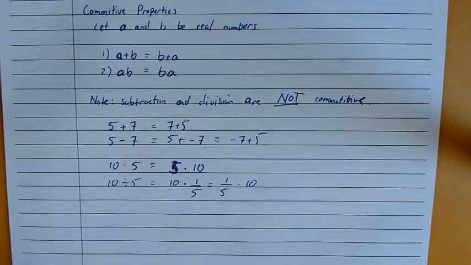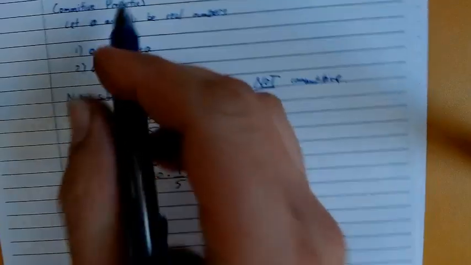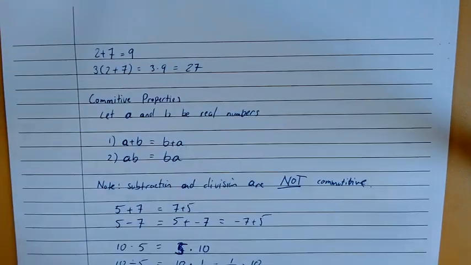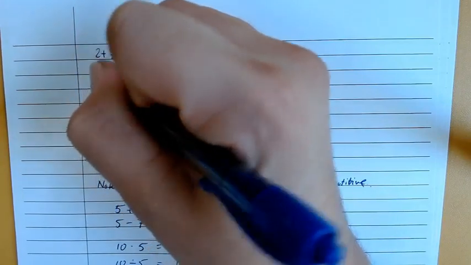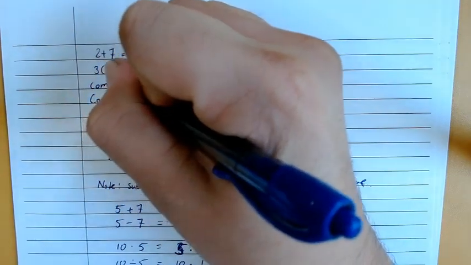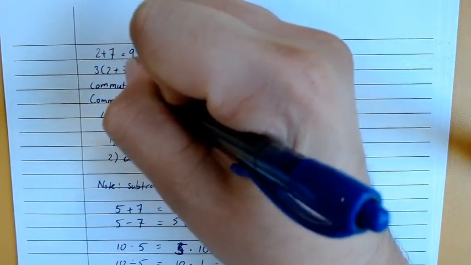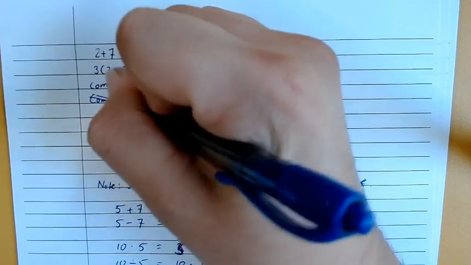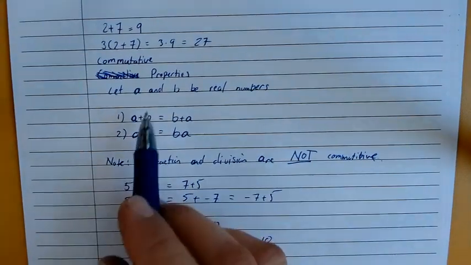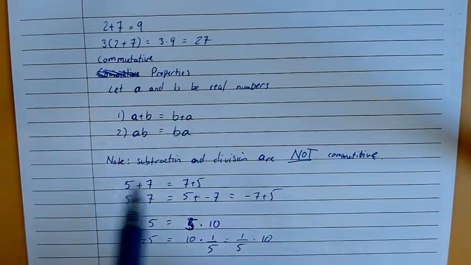So this is, oh, and I realize I've misspelled the name here. The commutative properties, my apologies. The commutative properties. There we go. The commutative properties of addition and multiplication.